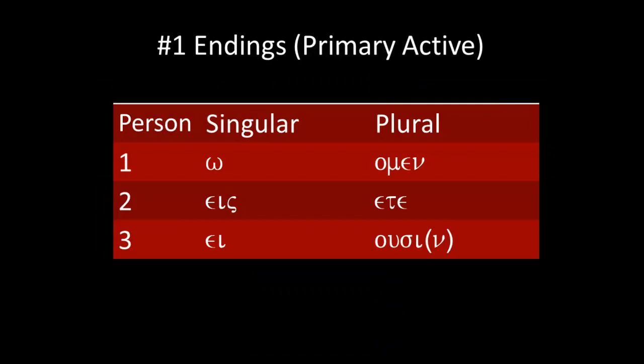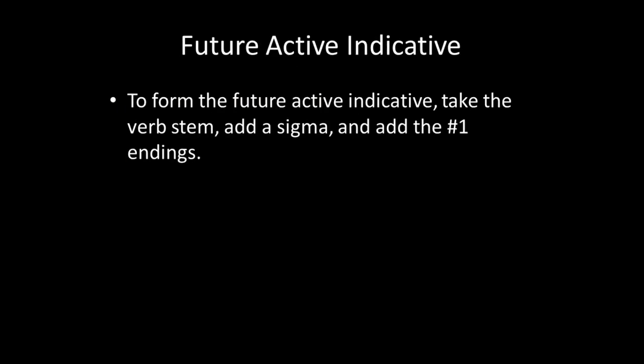So recall the number one endings, the primary active endings. O, eis, ei, omen, ete, ousi. And remember that nu at the very end of ousi is a movable nu. Depending on what comes after this word, the nu will either be there or it won't. It's a movable nu. So if we want to form the future active indicative, we're going to take the verb stem. We're going to add a sigma. Sigma is this key for future tense. And then we're going to add the number one endings. O, eis, ei, omen, ete, ousi.